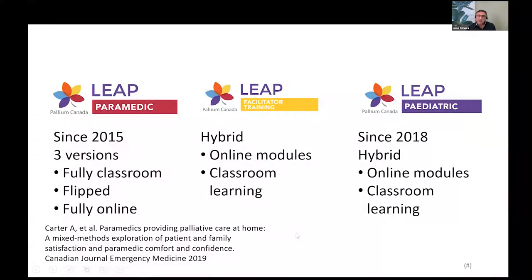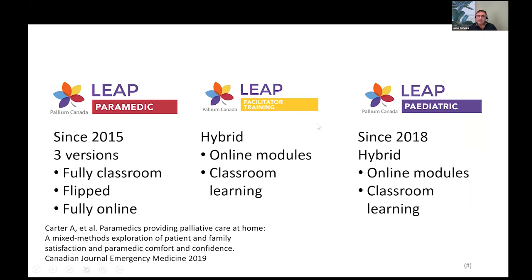We have over the years been using virtual learning. So the LEAP paramedics, for example, we've got 3 versions. There's one version that's fully classroom, one that's flipped, where people learn the concepts first and then apply it in a half-day face-to-face program. And then there's a fully online version, which has been very useful in provinces like British Columbia, which are massive. The geography is massive, and it's very difficult to bring people together regularly to learn together in the classroom.